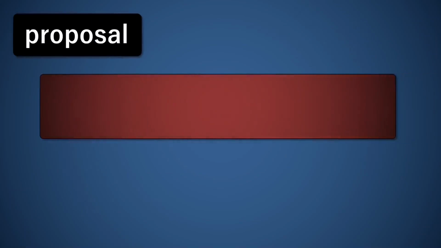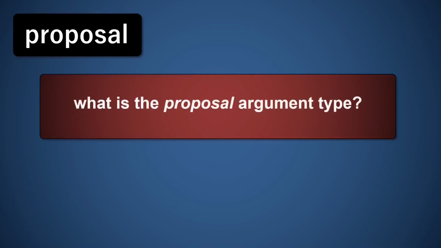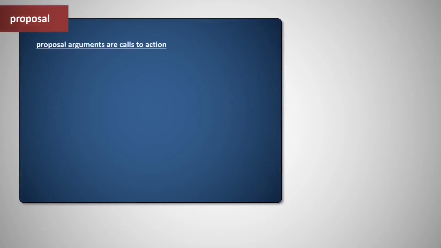Okay, let's take a look at the proposal relationship. So what is the proposal argument type? Okay, looking at it, proposal arguments are essentially calls to action. The argument generally says that something should or should not be done. That's the basic point of the argument. It tells you should or should not do something.